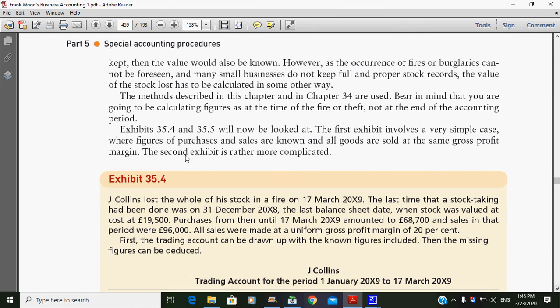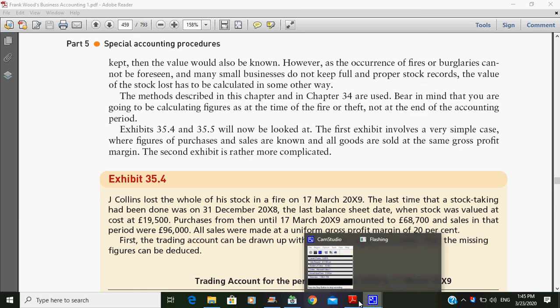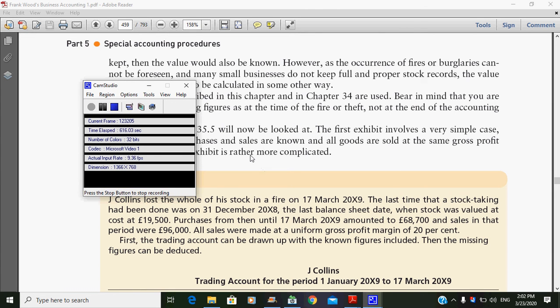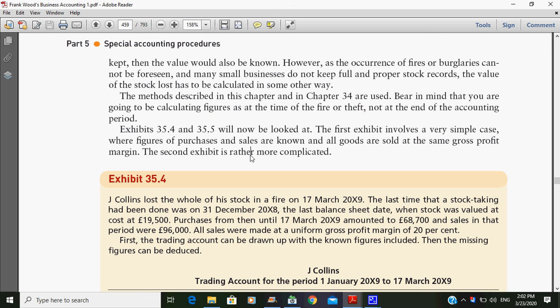Example Exhibit 35.4 and 35.5 will now be looked at. The first exhibit involves a simple case where figures of purchases and sales are known, and all goods are sold at the same gross profit margin. The second exhibit is rather more complicated, right?